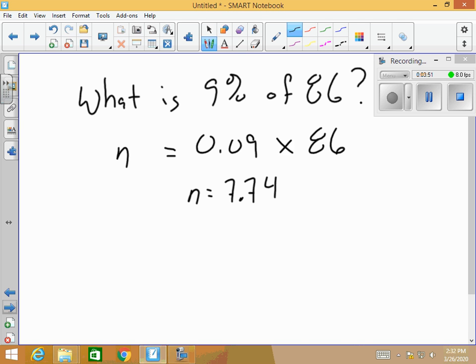And we think about that for just a second. 7.74 is a real small number compared to 86. Should be a real small number. Why? Because we're taking a very small proportion of that. We're only taking 9% out of the total of 100, which would be all of it, all of the 86 in this case. So let's move on to another problem, and let's move our variable around just a little bit.